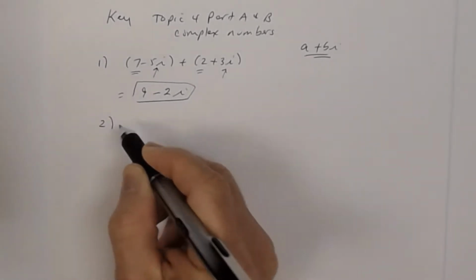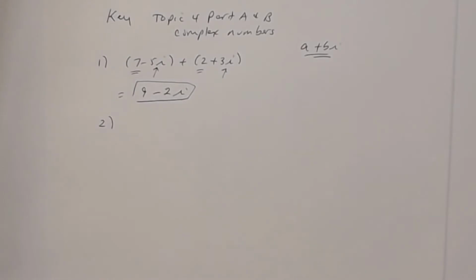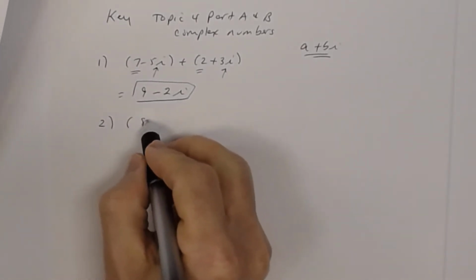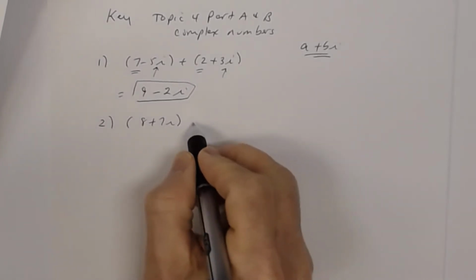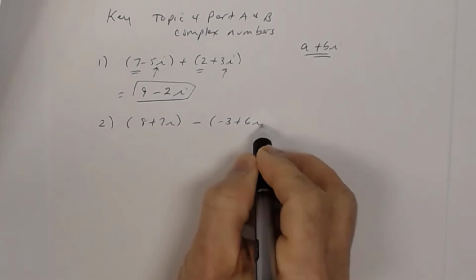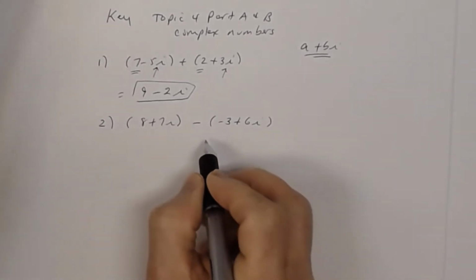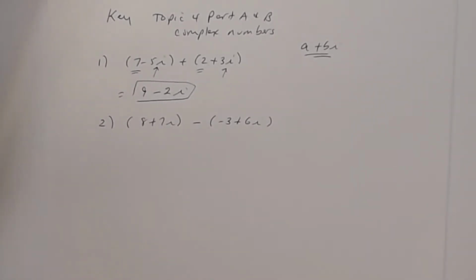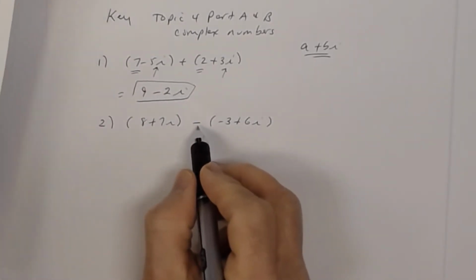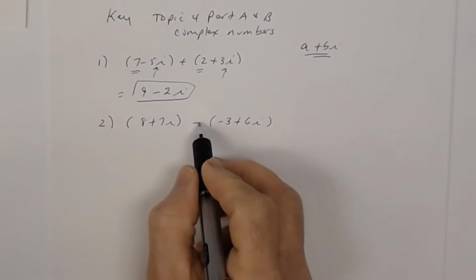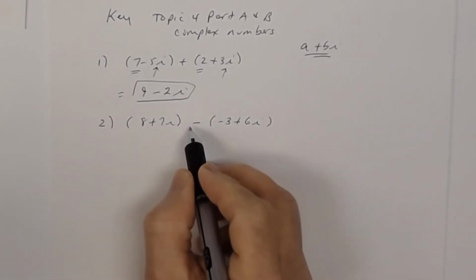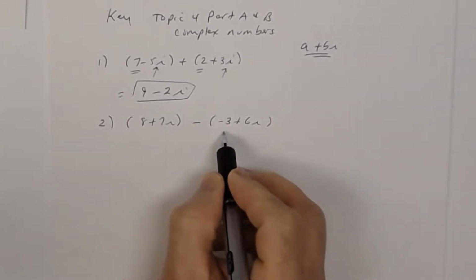Okay, number 2. You had the complex number 8 plus 7i, and then you're subtracting the complex number negative 3 plus 6i. You are subtracting, so the first thing you want to do is either multiply through by negative 1, or take the opposite. Remember, subtraction means the same thing as adding the opposite.